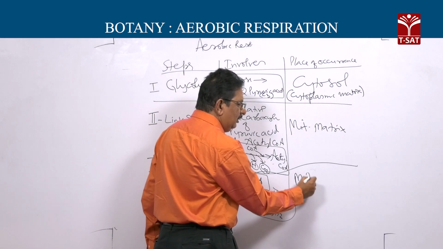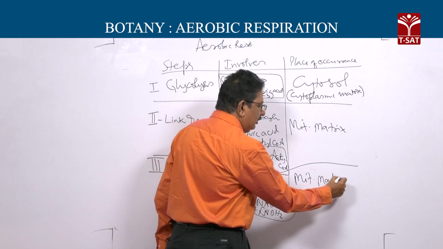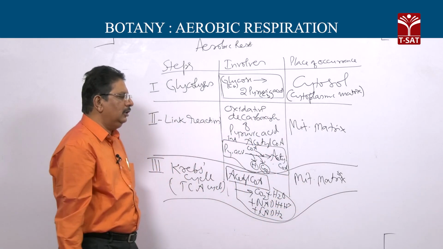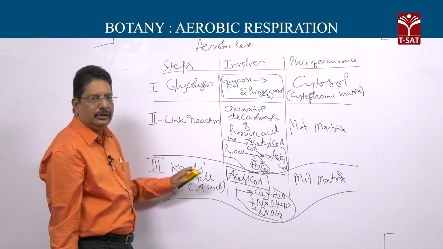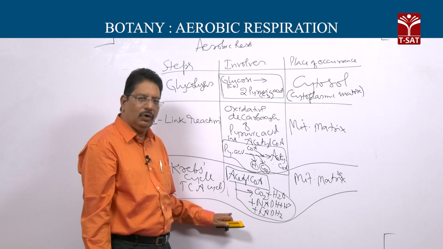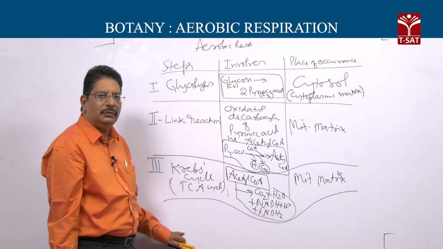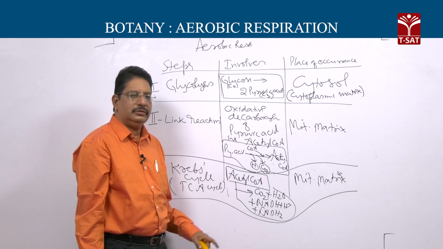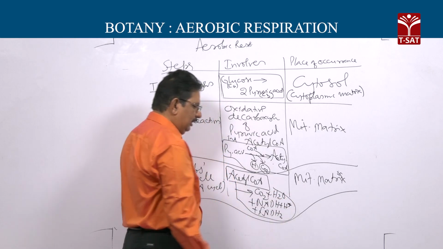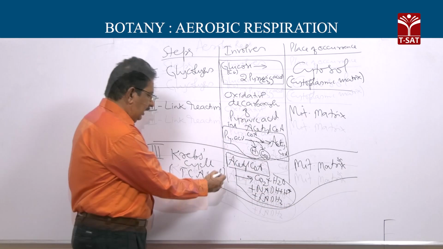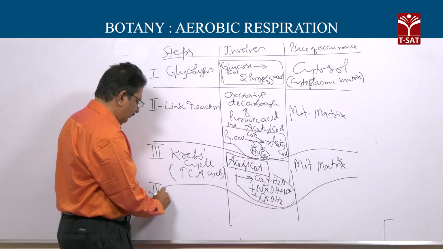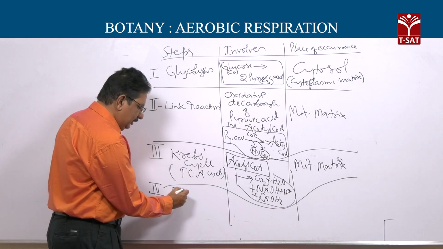So, complete oxidation and decarboxylation of acetyl coenzyme A takes place during the Krebs cycle, and this process takes place again in the mitochondrial matrix. So, two events in aerobic respiration occur in the mitochondrial matrix. Acetyl coenzyme A converts into CO2 and water along with the formation of some reduced coenzymes, like NADH+H+ and FADH2.